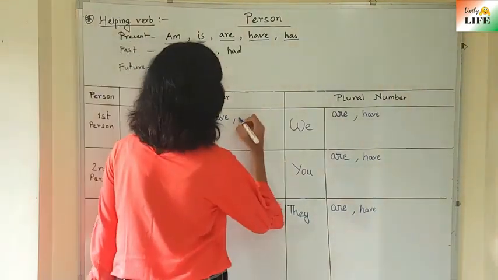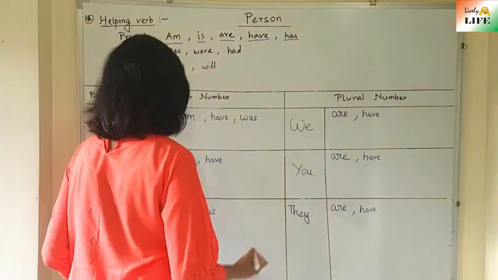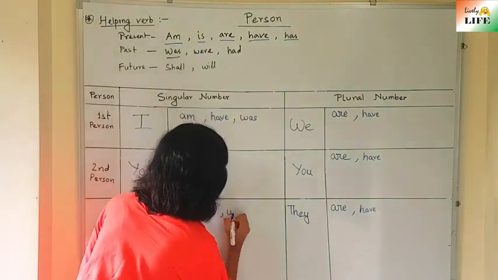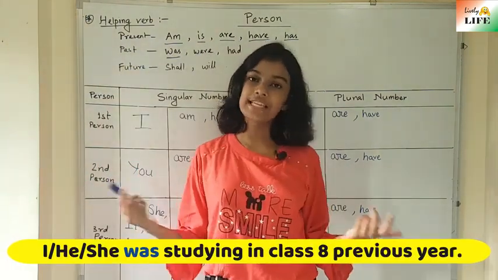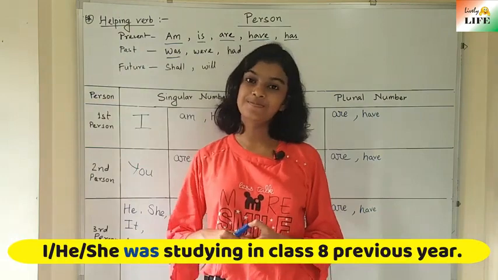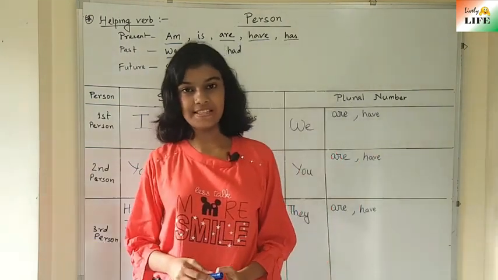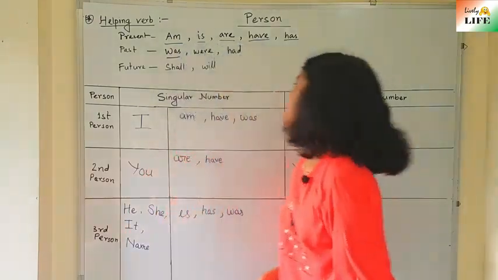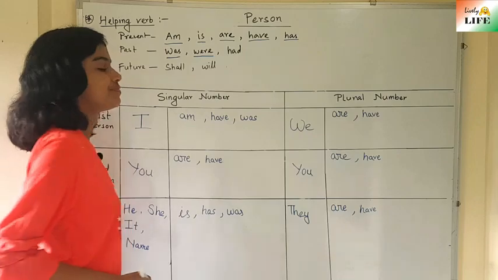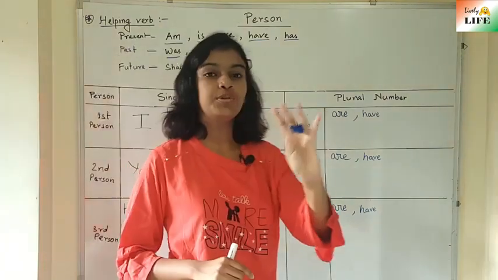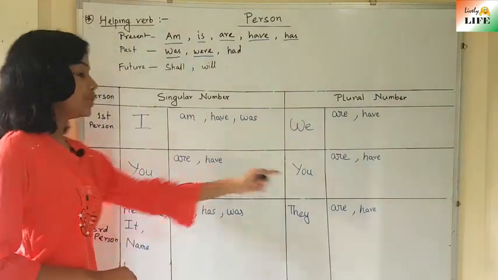So, I was, he was, she was, it was. Okay. I was studying in class 8 previous year. He was admitted to the hospital yesterday. Okay. Now, were. We use were after plural number. Okay. So, we were, you were.